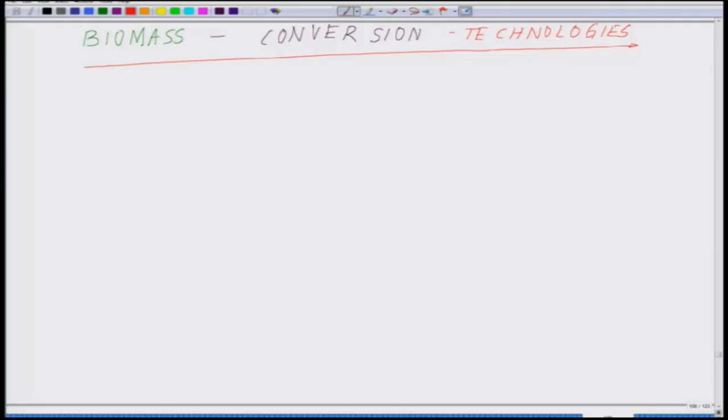So among the conversion technologies, what is the first step? The first step which is important here is the source of the biomass. In terms of the source, it could be divided into three different categories. Category 1: suppose you are growing dedicated energy crops. These could be different kinds of grass, different kinds of shrubs or herbs, or even trees, okay.